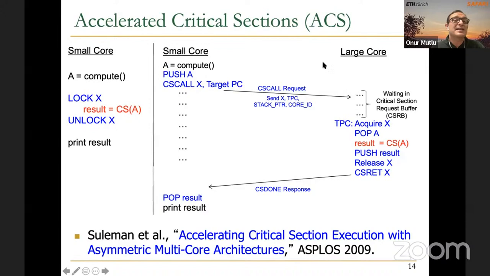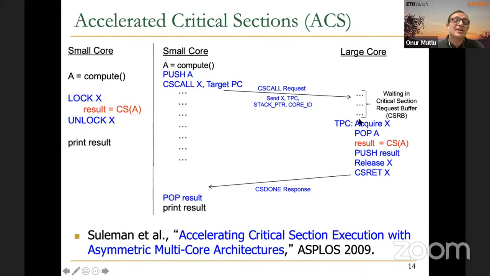And then the small core basically pops the result that was generated by the large core from the stack and then prints the result. So basically the communication happens between the small core and the large core through the stack. You can optimize it, of course, by passing registers, et cetera. If you share the registers between small core and large core, we don't do that here because stack is a very clean way of doing this communication.